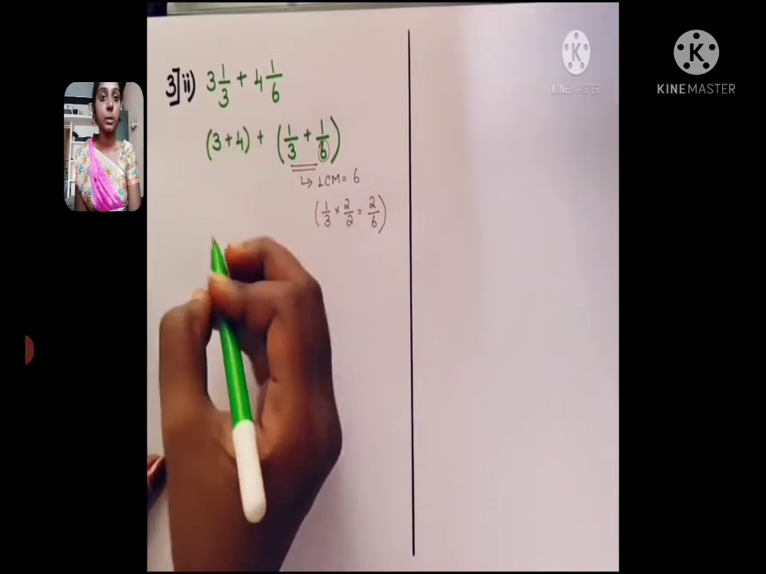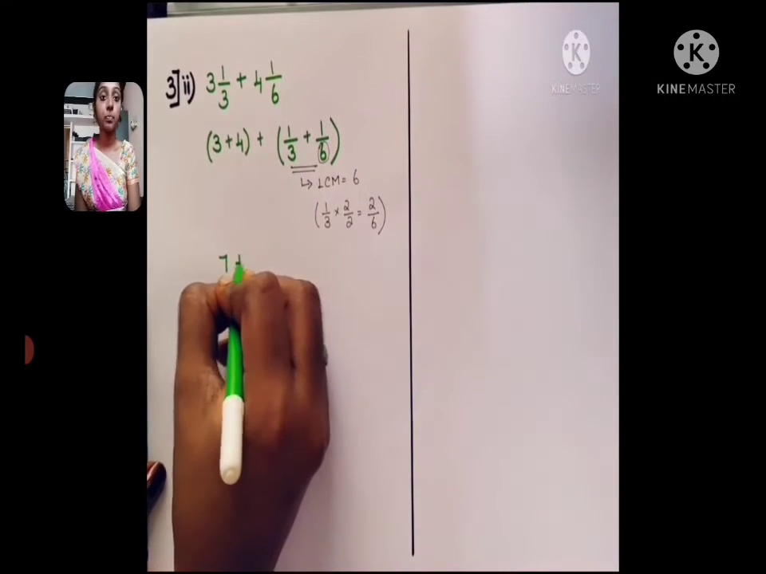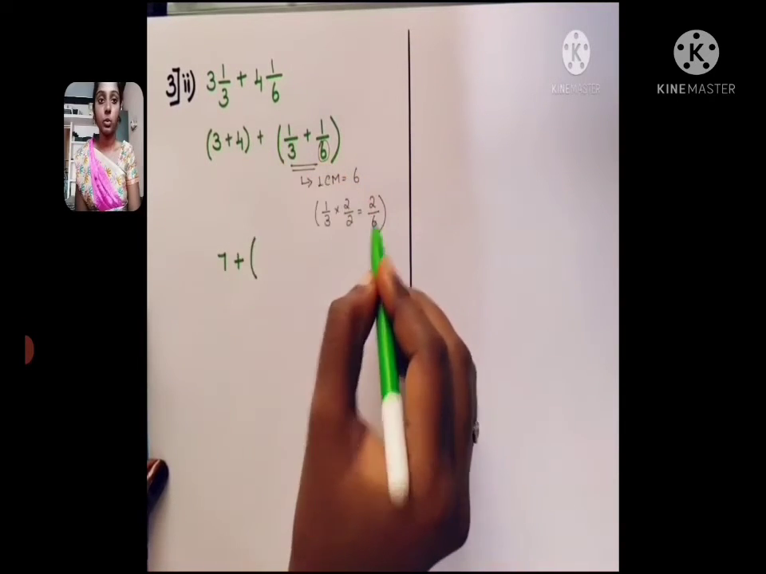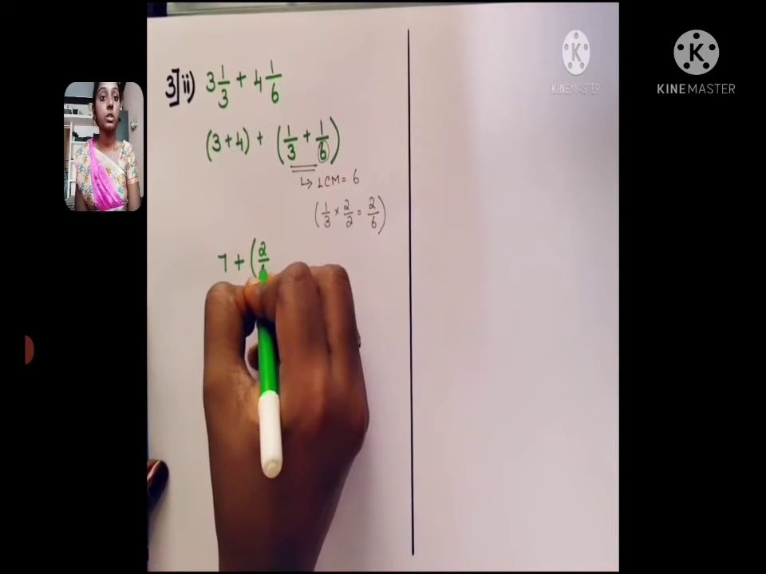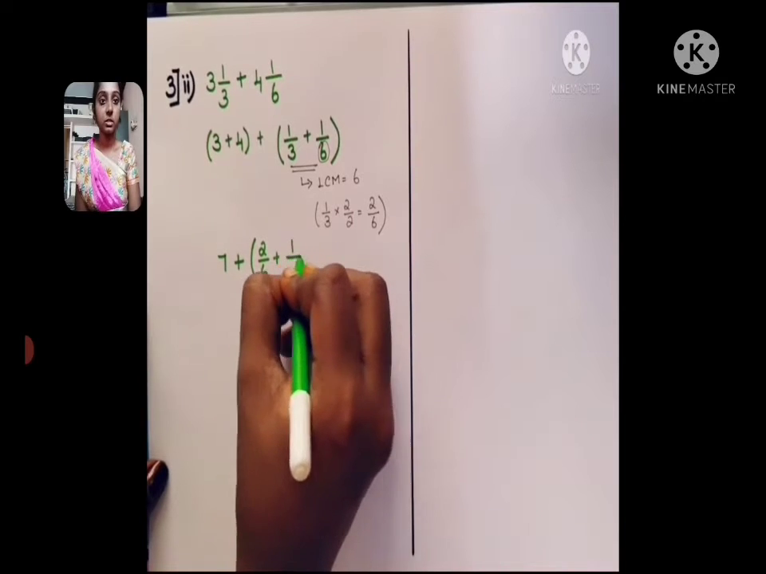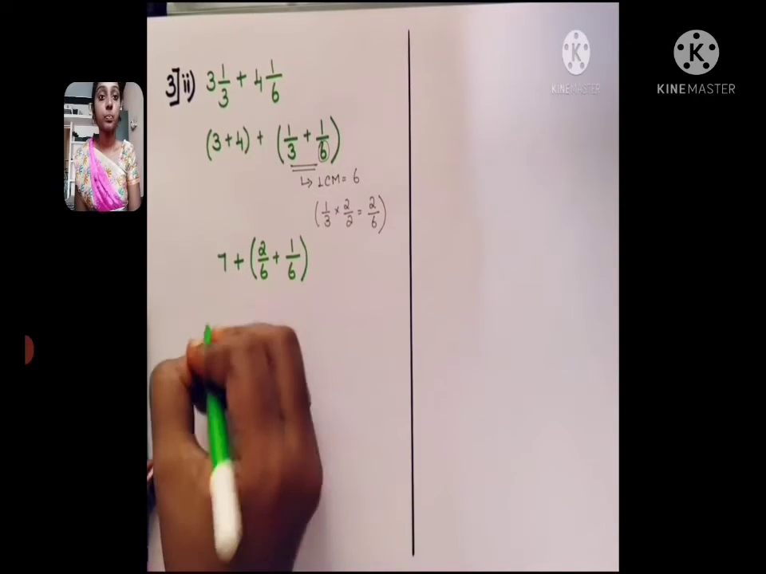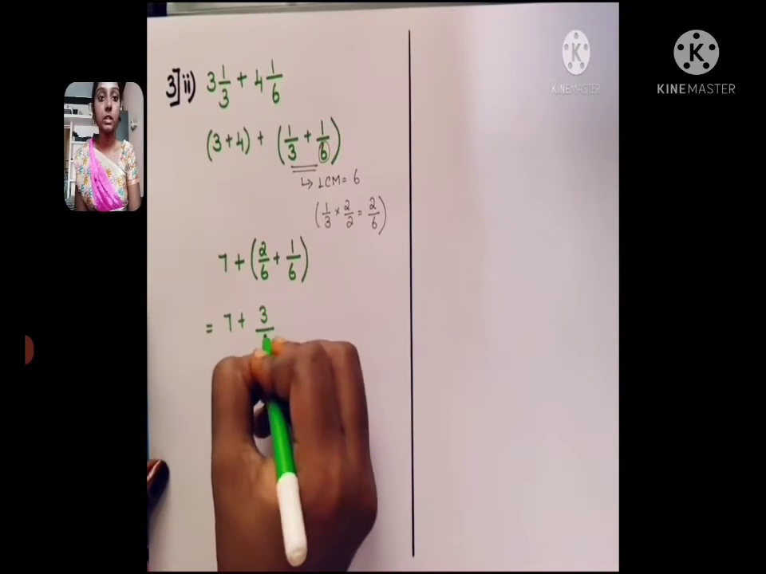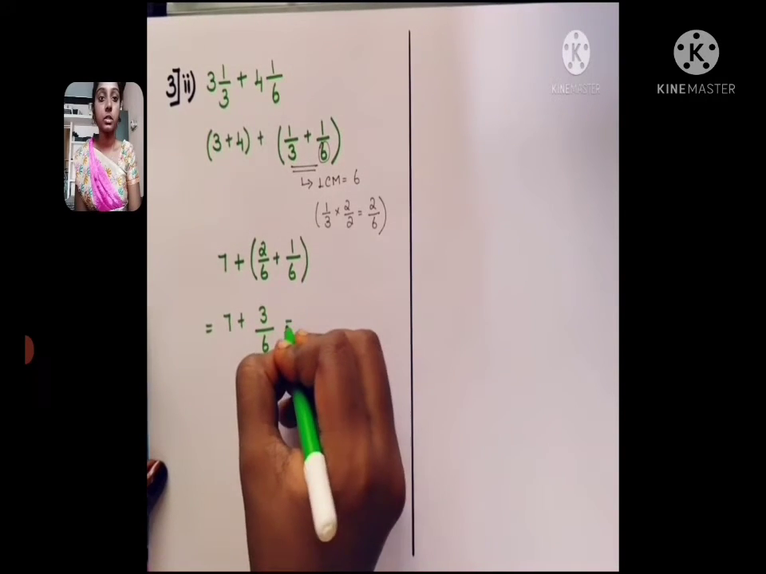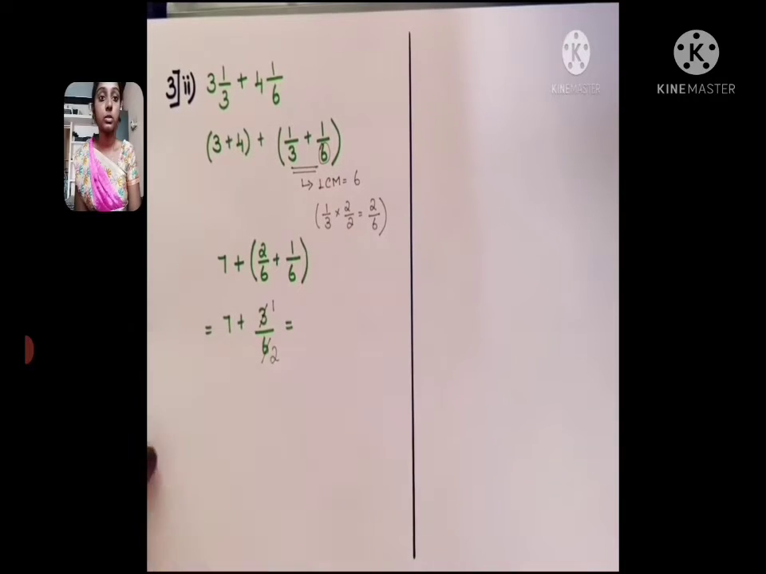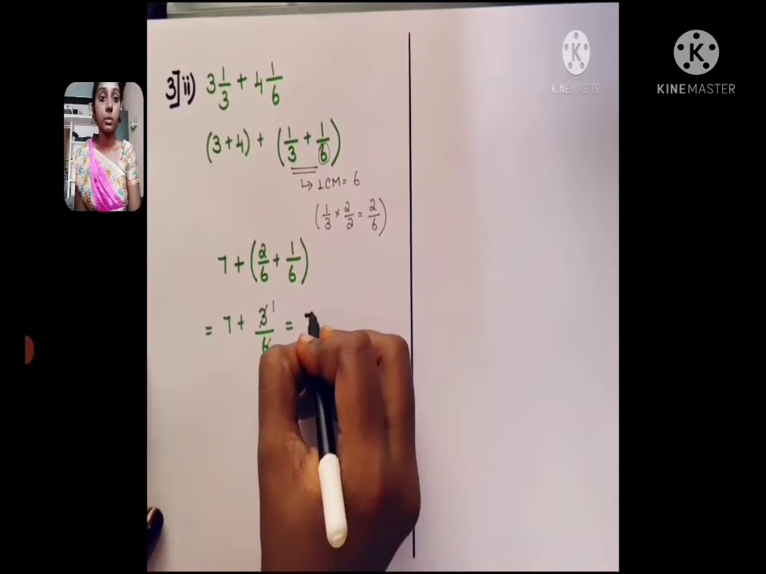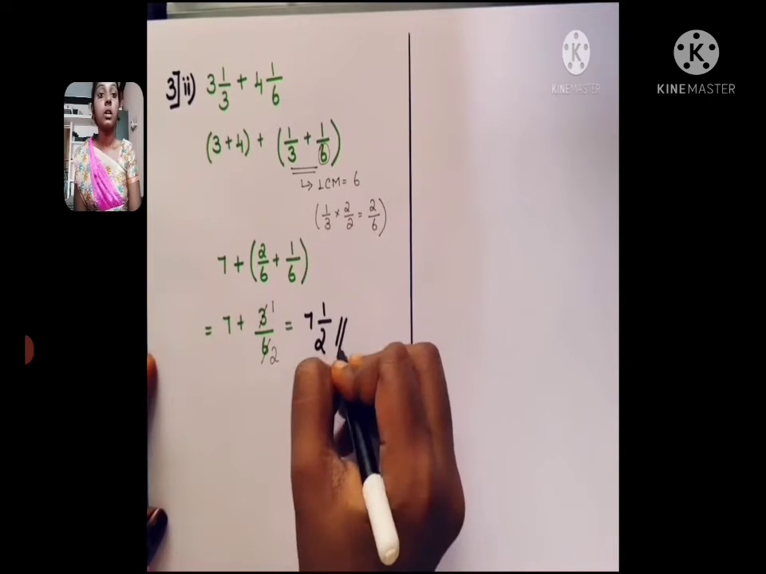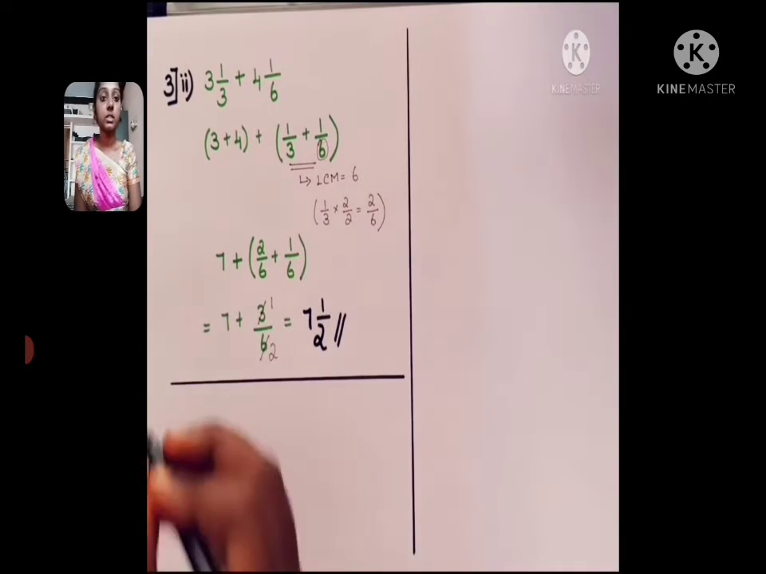Now the sum of the whole numbers is 3 plus 4, which is 7. And adding the proper fractions, we need to replace the equivalent fraction in the place of 1 by 3. That is 2 by 6 plus 1 by 6. We can take the sum of the whole numbers as such 7, and the sum of the proper fractions we get 2 plus 1 by 6, which is 3 by 6, and reducing which we get 7 plus 1 by 2, which is equal to 7 1 by 2. This is the required answer.